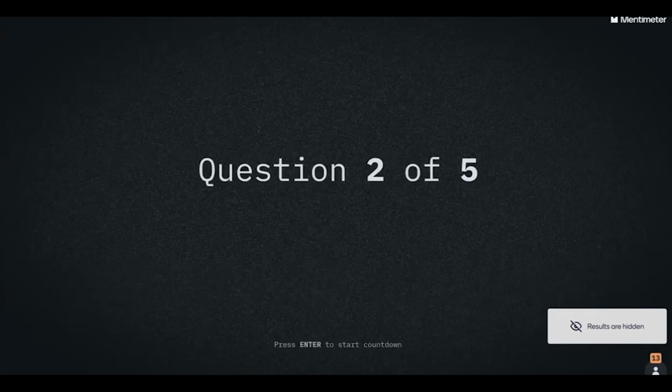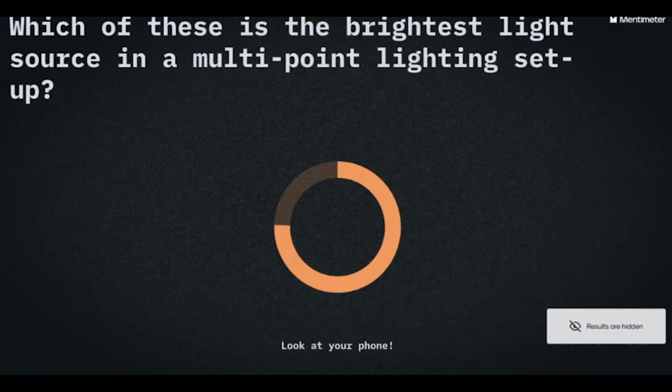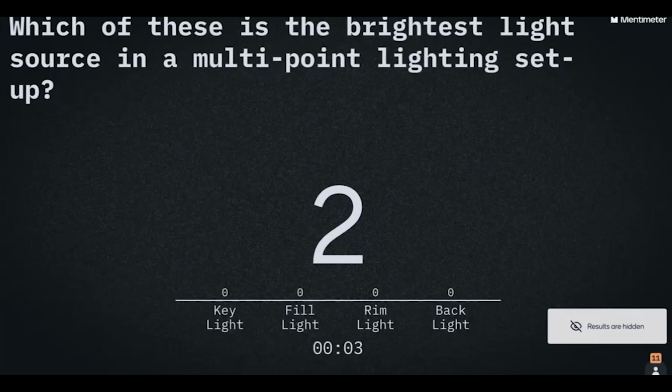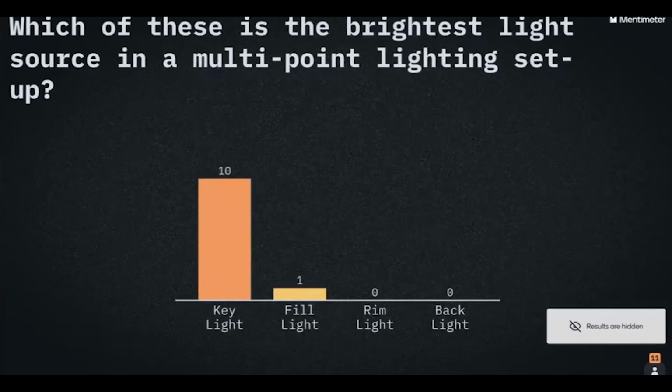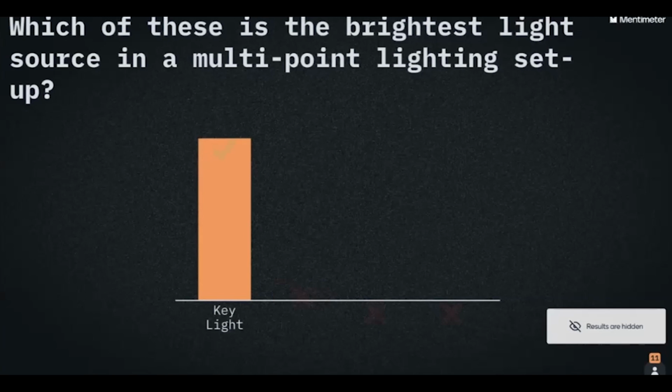Are you ready? Which of these is the brightest light source in a multi-point lighting setup? It's the brightest. Time's up. And the answer is key light. Okay, key light is the brightest, followed by the fill light. The rim and the back lights are not as bright as the key. Key is your main light.